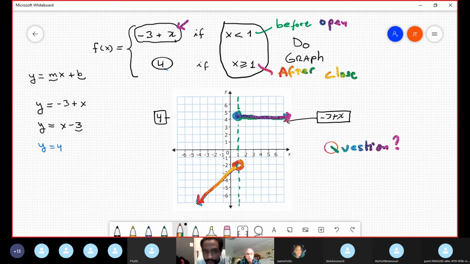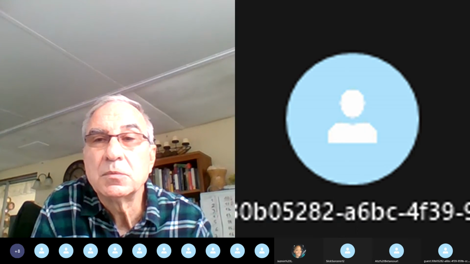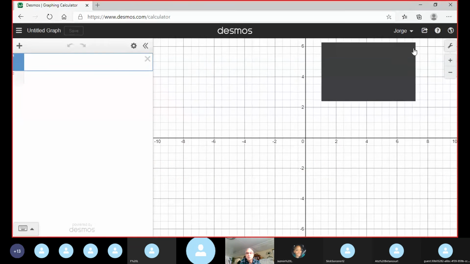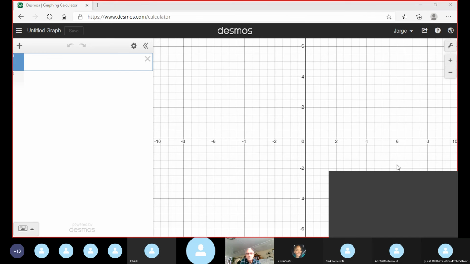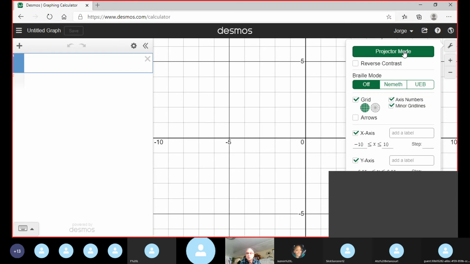Okay, let me go back to Desmos. But let me open one new section of Desmos. New and blank. Okay, let me share the new screen here. Switching Desmos. Do you see Desmos? You see? Good. Okay, let's try to do the same problem using Desmos. Let me change a little bit the projector mode to see much better.